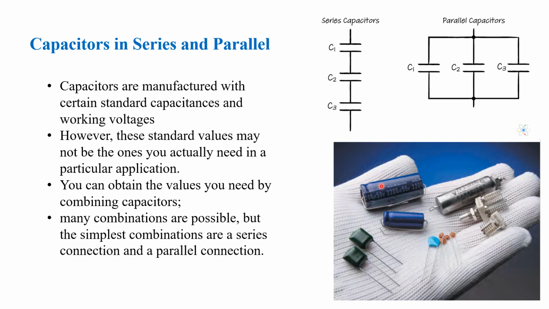However, these standard values may not be the ones you actually need in a particular application. Say, for example, when you simulate your electronic circuit and you find that you want a capacitance of exactly 143 microfarads, you cannot just buy a 143 microfarad capacitor in electronic shops. You can simply obtain the values that you need by combining capacitors. Many combinations are possible, but in this lesson, we're going to discuss the simplest combinations, which are the series connection and the parallel connection.